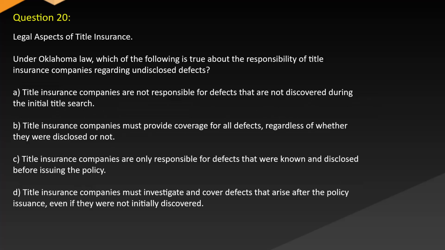Question 20. Legal aspects of title insurance. Under Oklahoma law, which of the following is true about the responsibility of title insurance companies regarding undisclosed defects? A. Title insurance companies are not responsible for defects that are not discovered during the initial title search. B. Title insurance companies must provide coverage for all defects, regardless of whether they were disclosed or not. C. Title insurance companies are only responsible for defects that were known and disclosed before issuing the policy. D. Title insurance companies must investigate and cover defects that arise after the policy issuance, even if they were not initially discovered.